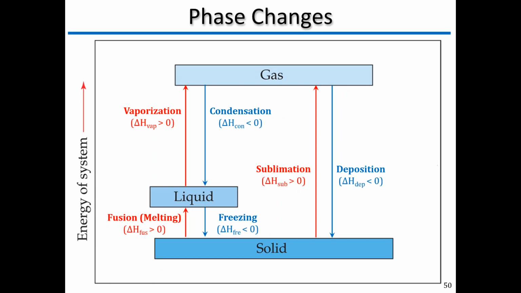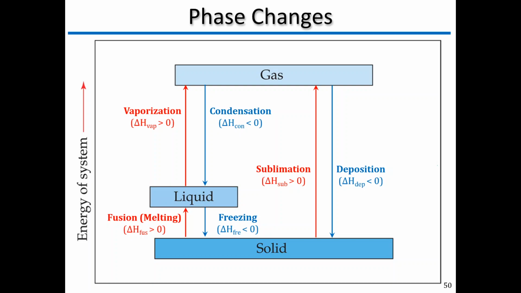So the opposite of fusion or melting is freezing, the opposite of vaporization is condensation, and the opposite of sublimation is deposition. So this process is how you get freezer burn in your freezer. Water vapor sublimes into a gas and then deposits back down onto your food. Okay, so this is how you get dew. Condensation results in dew in the morning. Okay, and this, of course, we know is how you melt ice or something like that.